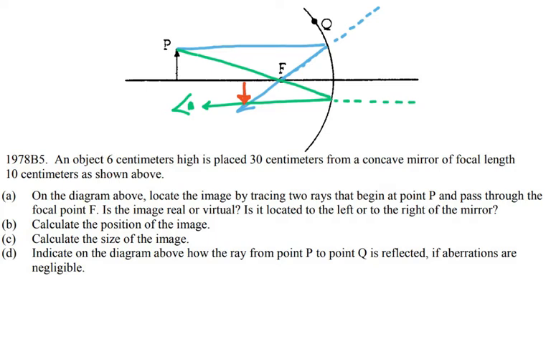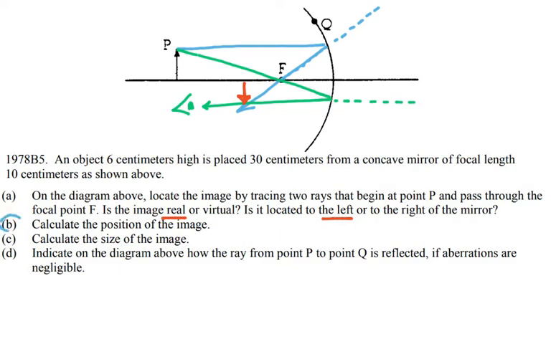And the image would be real. It is inverted and could be projected on a screen. So this is where exactly the rays meet. It's not that the virtual rays meet, but the real rays meet. And it is located on the left side of the mirror, and it is inverted.